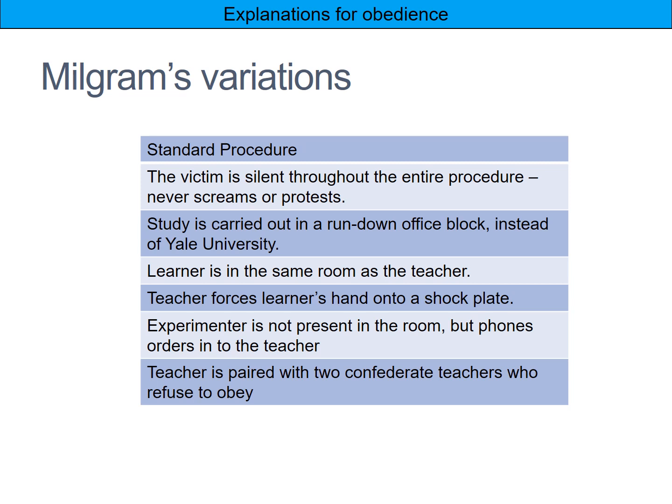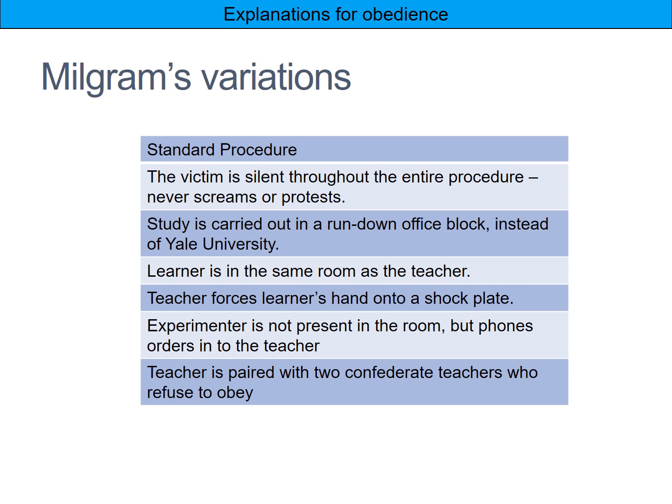Fourth variation, the teacher forces the learner's hand onto a shock plate, so instead of the learner just being automatically shocked, the teacher actually has to press their hand down onto a shock plate, taking more responsibility. Again, think about what that will do to the obedience rate. Fifth one, the experimenter is not present in the room but phones through the orders to the teacher, so they're not side by side with the teacher giving them those verbal prods, i.e. the experiment requires you to continue, you must continue. They're in another room and they will phone the orders through to the teacher. Again, think about what that will do to the obedience level.